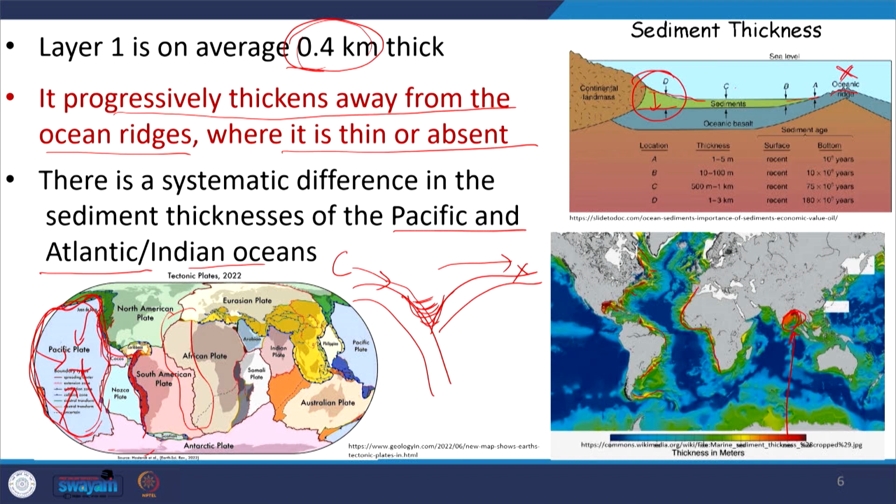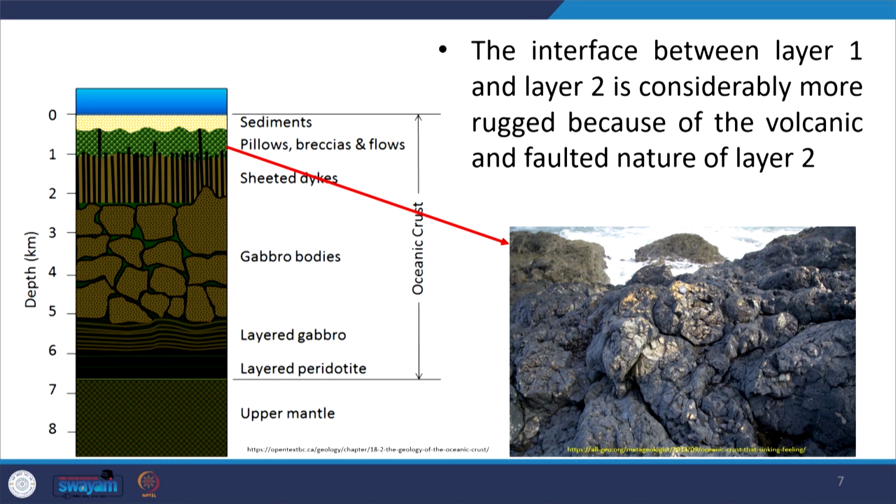However, if you compare to the Atlantic here, the Atlantic is bounded on all sides by the continent, and there are major rivers debouching their sediments here. That is why the sedimentary thickness near the continental side, or overall in the Atlantic Ocean, is more as compared to the Pacific Ocean. Now, layer 1 is sediment, we all are convinced.